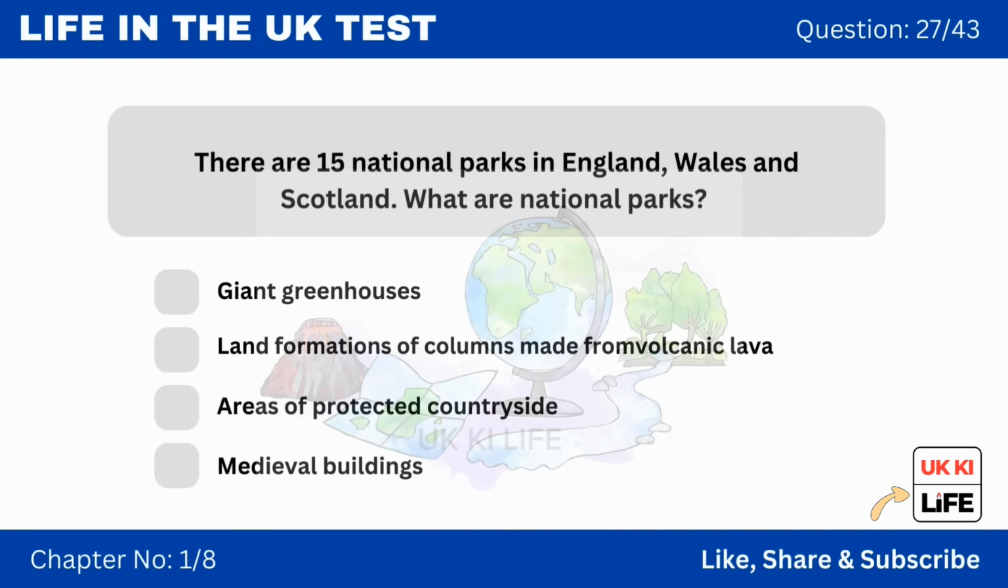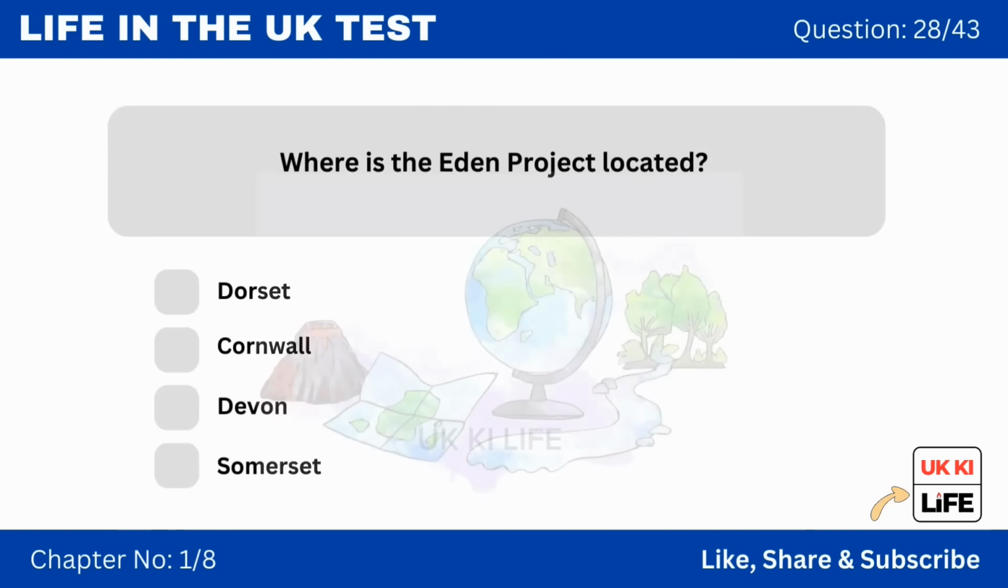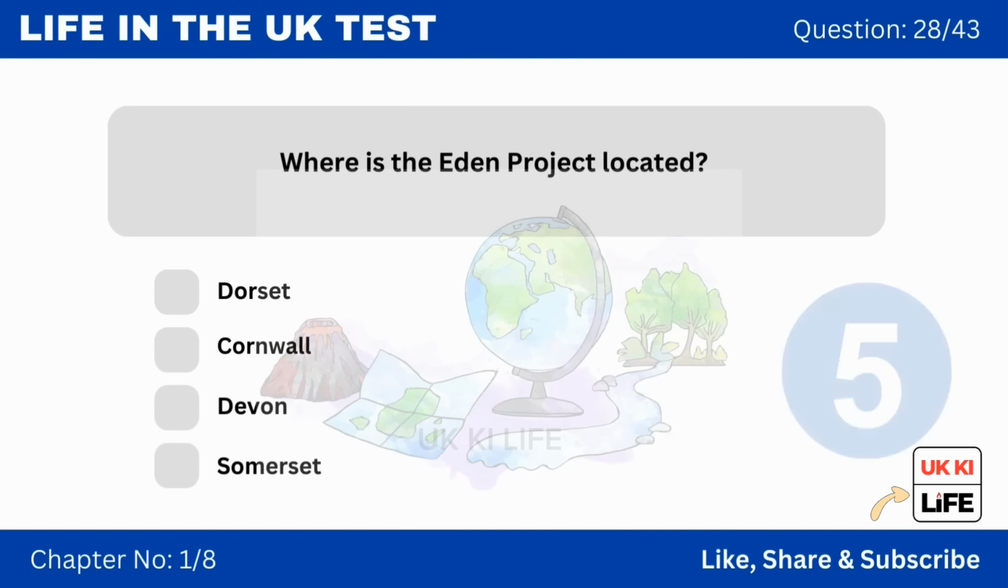The correct option is C. Explanation: national parks are areas of protected countryside that everyone can visit, and where people live, work and look after the landscape. Question 28. Where is the Eden Project located? Dorset, Cornwall, Devon, Somerset.